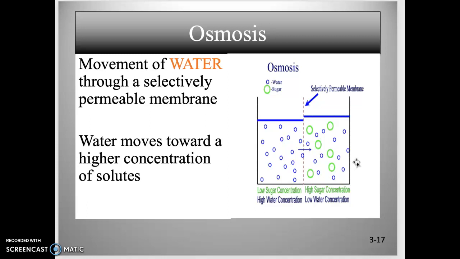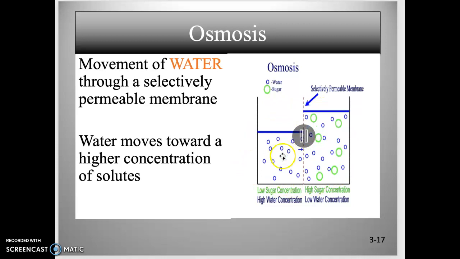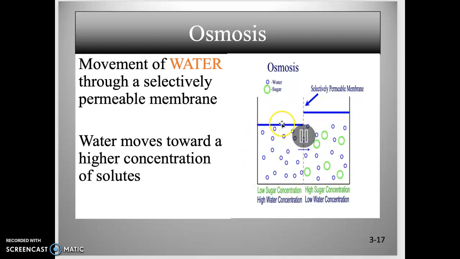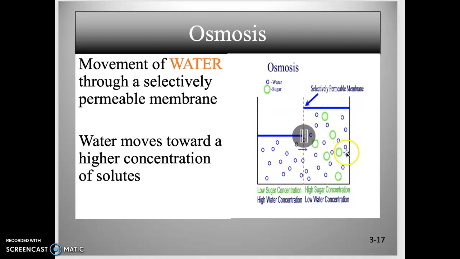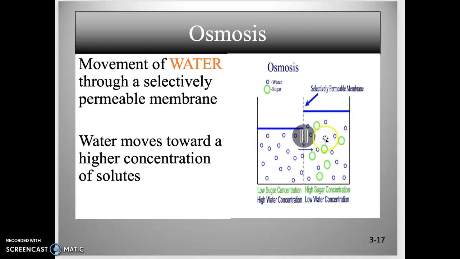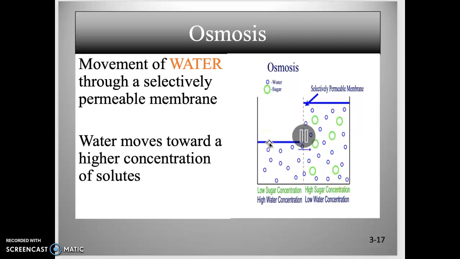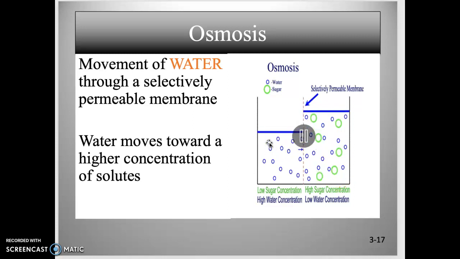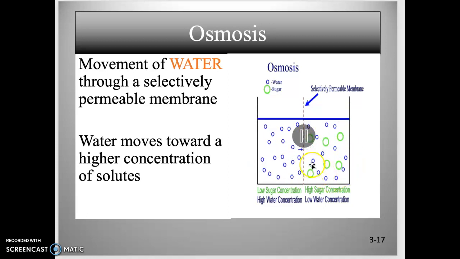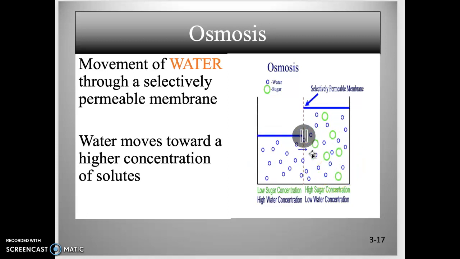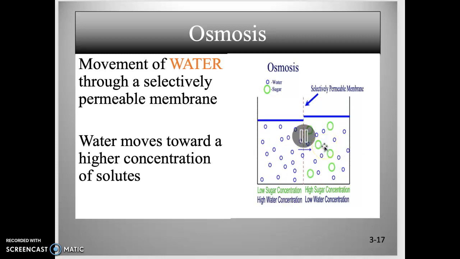I want you to take a look at the picture right here. On the left-hand side, there's a higher concentration of water. There's a lower concentration on the right-hand side. Why is that? Because the sugar is taking up some of the space over here. So water is going to diffuse down its concentration gradient, from an area of higher concentration to an area of lower concentration. Focus just on the blue circles there. They go from higher concentration to lower concentration.